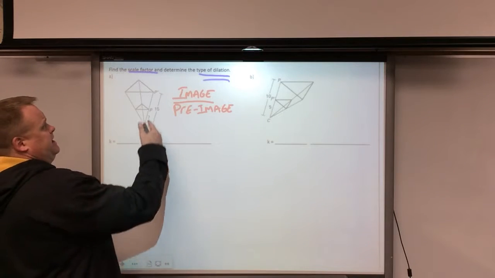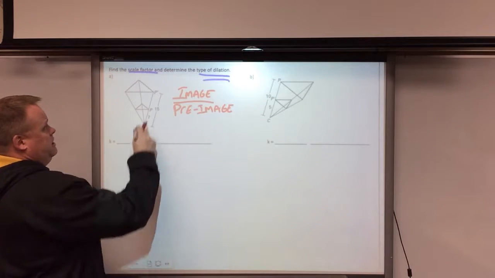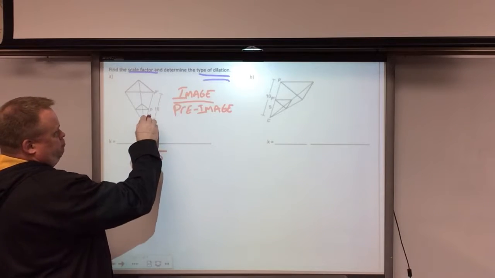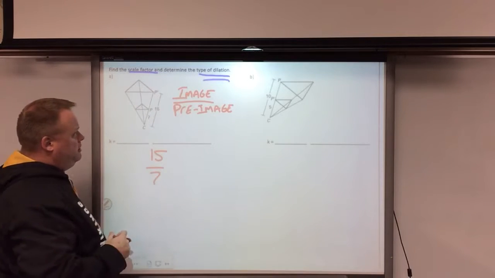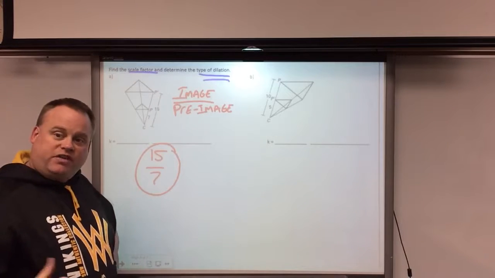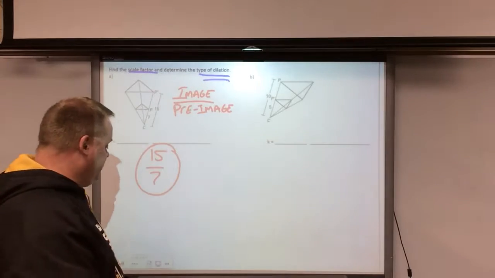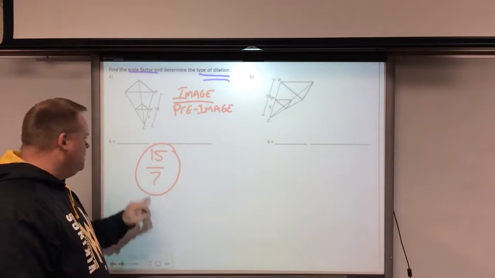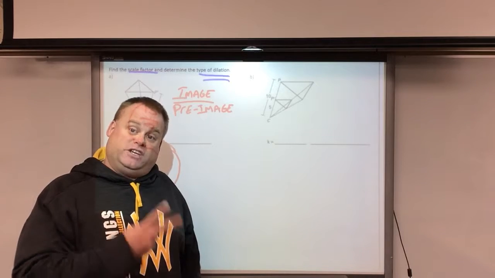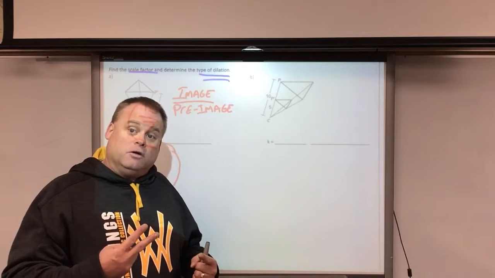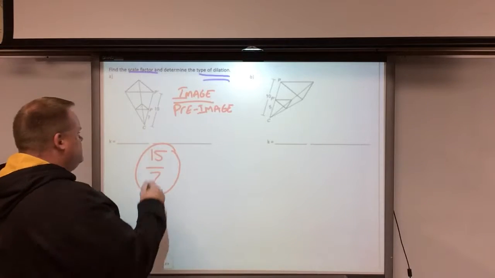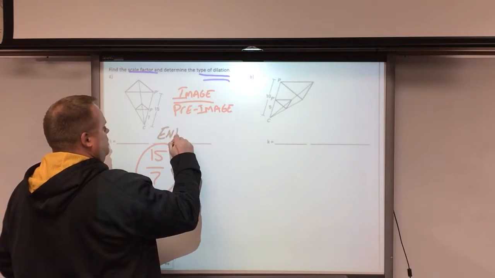In this case, my image is 15 because prime, all this is 15. My pre-image is just 7. Well, that's my scale factor: 15 over 7. 7 goes into 15 more than 2 times because 7 goes into 14 twice, with 1 left over. Is that greater than 1? Of course it is. So this is going to be an enlargement.